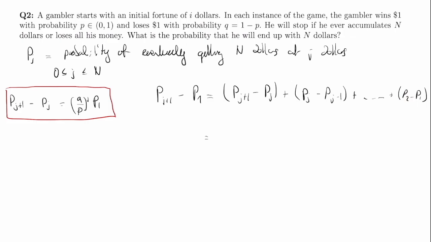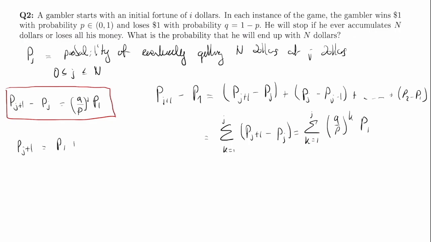And so this is just the sum from k is equal to 1 to j of P_{j+1} minus P_j, which is the sum from k is equal to 1 to j of (q over p) to the k times P1, right? Using this formula right here. And so this is useful because we can now take the P1 and add it onto the right hand side here to get that P_{j+1} is equal to P1 plus the sum of k is equal to 1 to j of (q over p) to the k times P1.